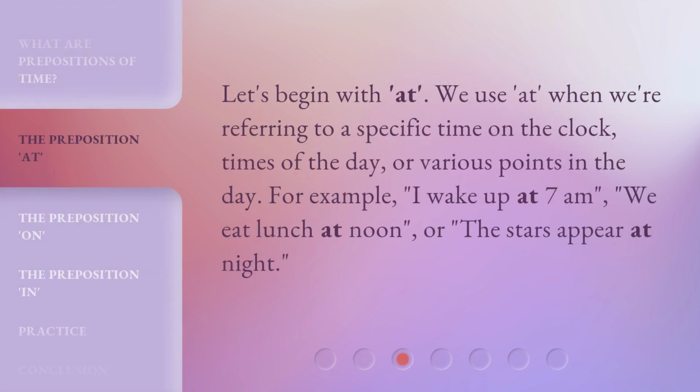Let's begin with at. We use at when we're referring to a specific time on the clock, times of the day, or various points in the day. For example, I wake up at 7 a.m., we eat lunch at noon, or the stars appear at night.